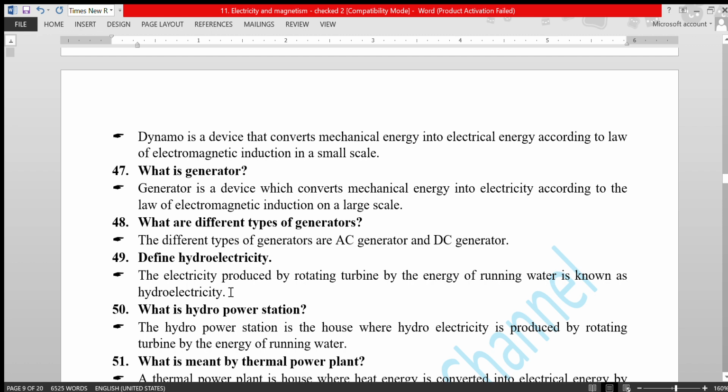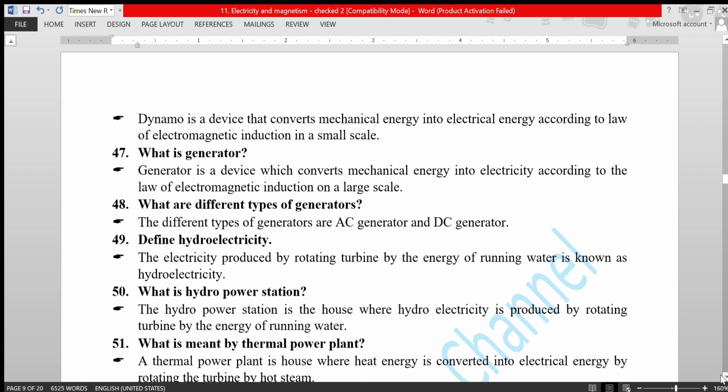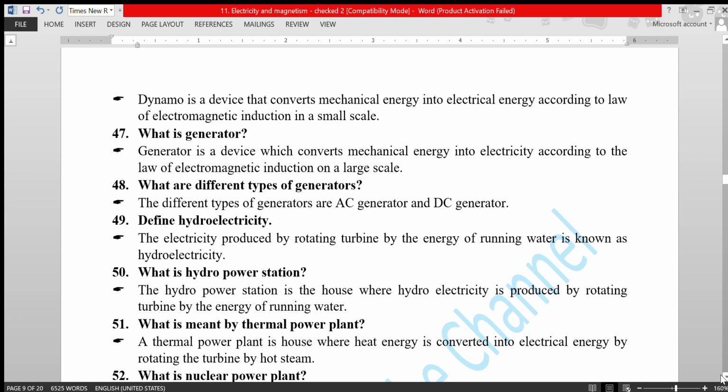Define hydroelectricity. Electricity produced by a rotating turbine by the energy of running water is known as hydroelectricity. What is hydropower station? Hydropower station is a house where hydroelectricity is produced by rotating turbine by energy of running water.